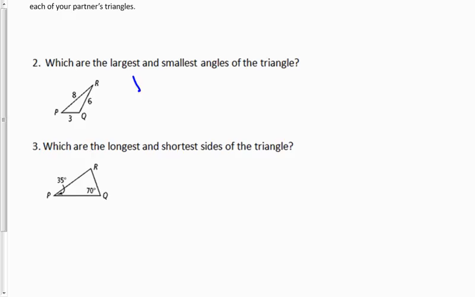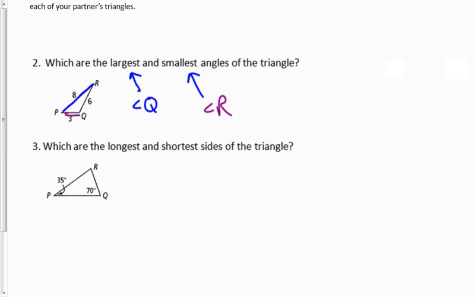Largest. Just looking at the side lengths, the largest angle has to be opposite the largest side. So since the largest side is PR, the opposite angle would be angle Q. The smallest angle has to be opposite the smallest side. So the smallest side is 3 here. That's PQ. So the opposite angle would be angle R.